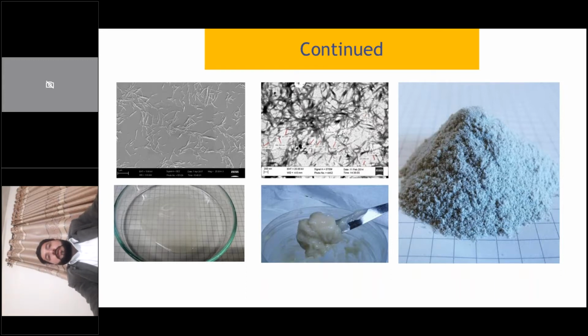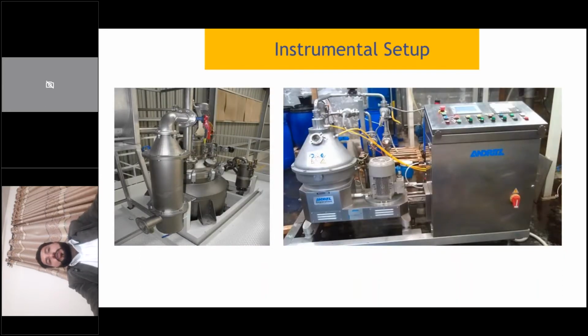So this slide, next please, which shows the instrumental setup. This slide shows the sophisticated machinery involved in the production of nanocellulose from raw material like wood, trees, and other plant material. This type of setup is available in sophisticated labs, and it may also be equipped in some industries.